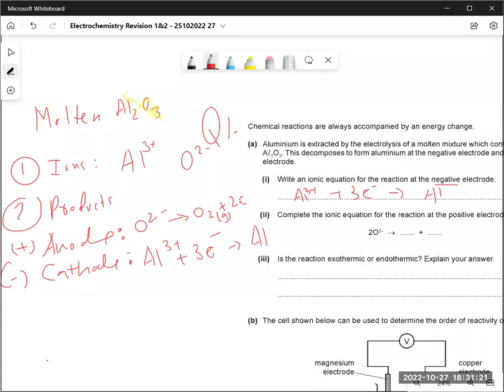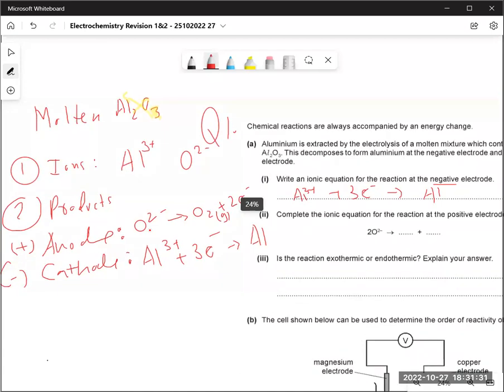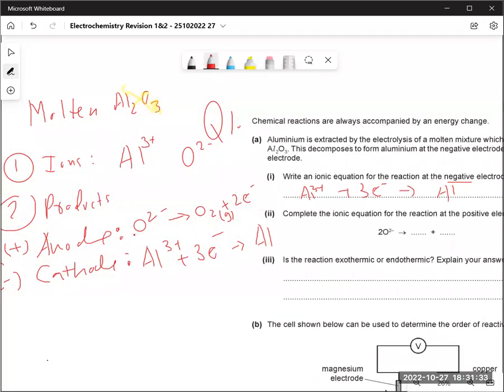But the problem is, on this side I have O2, but here I only have O. I have 1 oxygen on one side and 2 oxygens on the right-hand side. So it must be balanced. How do I balance it? We add 2 in front of O2-, and this will become 4 electrons. Any questions? No, sir.